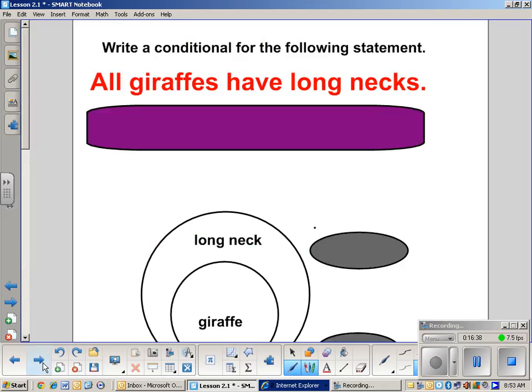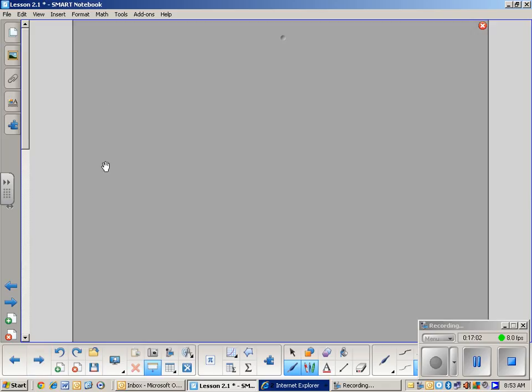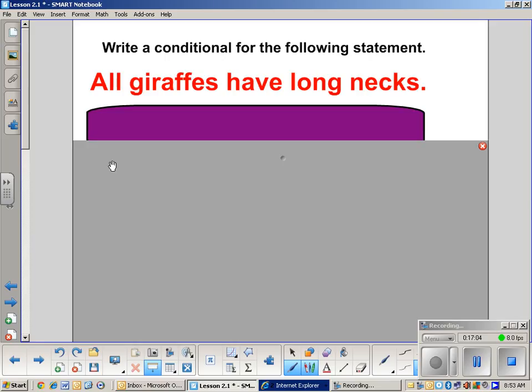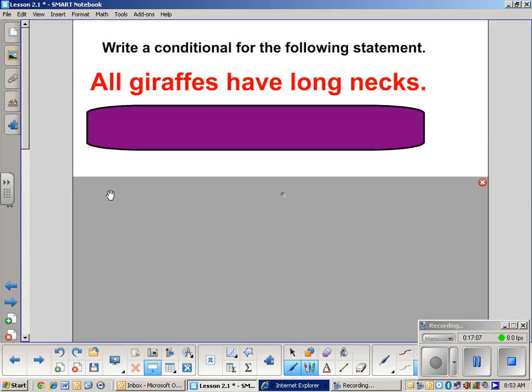They're going to give you some statements that are not in the form of an if-then, not as a conditional. And so we need to learn to write these statements as conditionals. So this statement says all giraffes have long necks. I'm going to pause and let you think about this for a second. And I want you then to write this as a conditional. If, then. If something, then something.